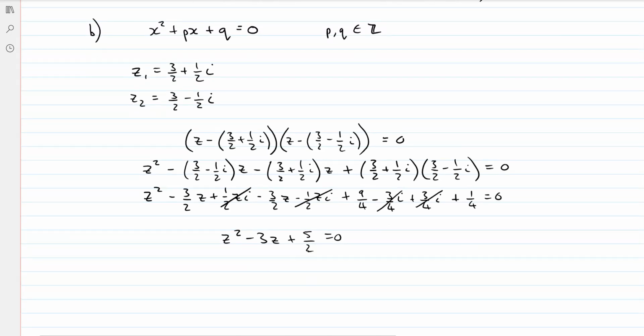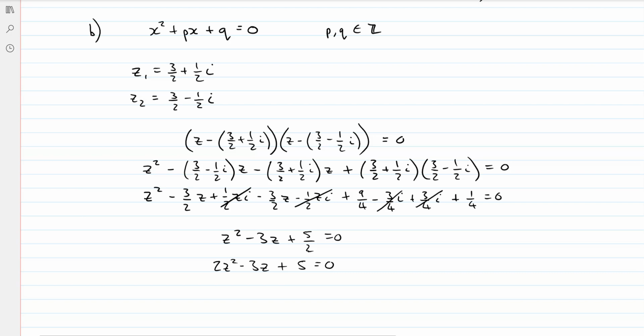So there's our quadratic. Remember, we were told though p and q have to be integers, so these have to be whole numbers. So we're going to have to multiply it by 2, to get it in the required state. And we should be done.